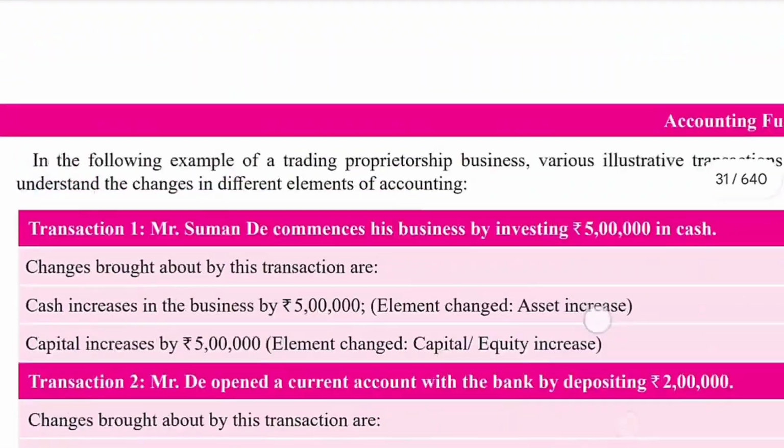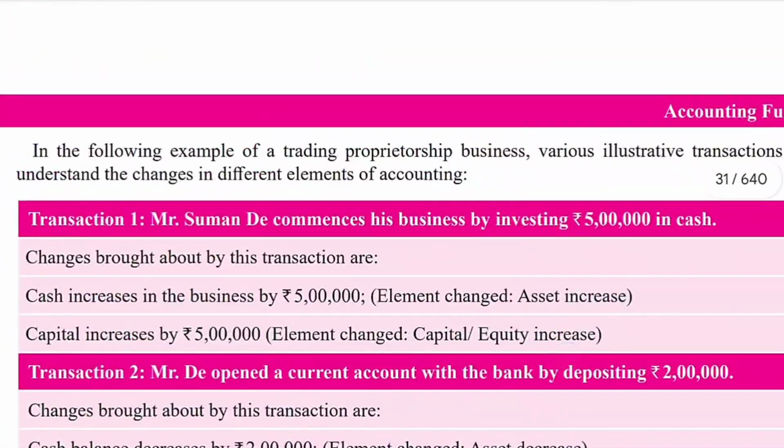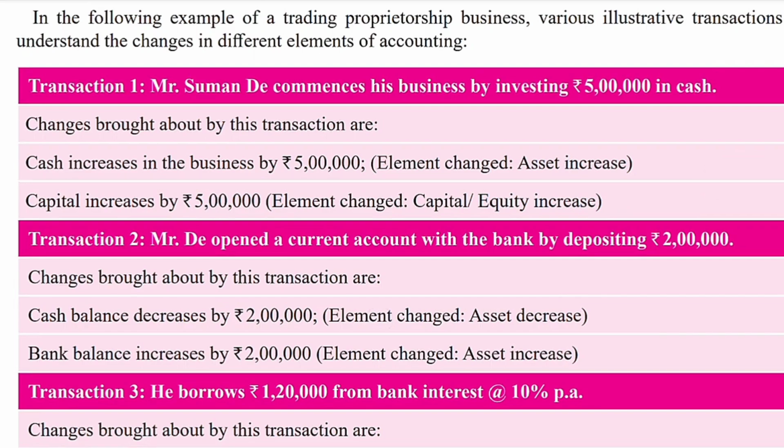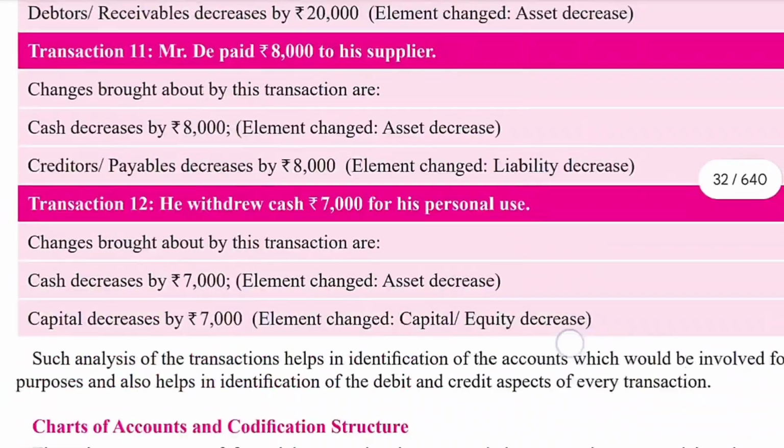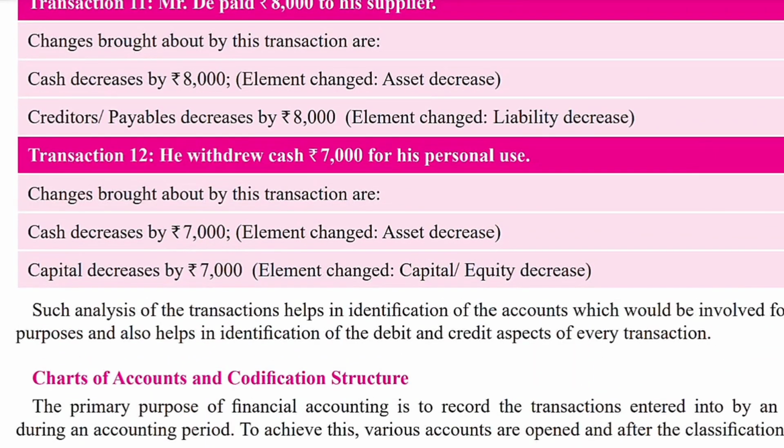In the beginning of this discussion, he had invested 5 lakh rupees as capital, right? So let's say he's taking 7,000 from this 5 lakh. When 7,000 is taken from this 5 lakh, now the business only owes him 4 lakh 93,000. So from now onwards, the capital will be decreasing, and cash in the business is also decreasing. When capital decreases, we have to debit. When cash decreases, we have to credit.